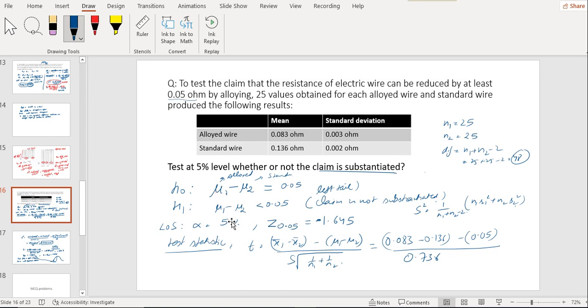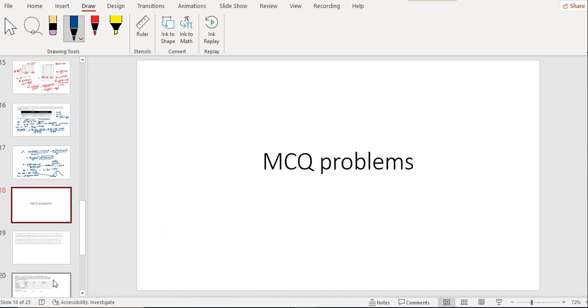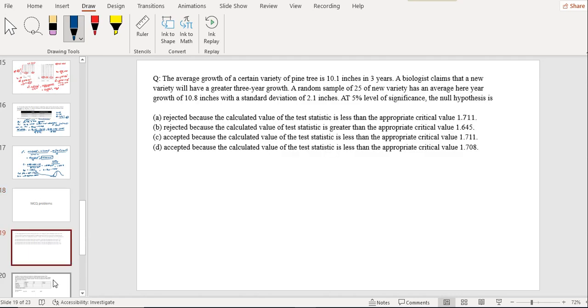Now I am going to discuss some MCQ type problems based on the topics we have covered so far. Basically it's a mixed problem. Let us come to the first question. The average growth of a certain variety of pine tree is 10.1 inches in 3 years. A biologist claimed that a new variety will have a greater 3-year growth. A random sample of 25 of the new variety has an average growth of 10.8 with standard deviation 2.1 inch.